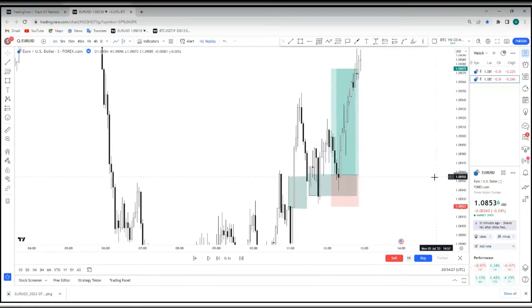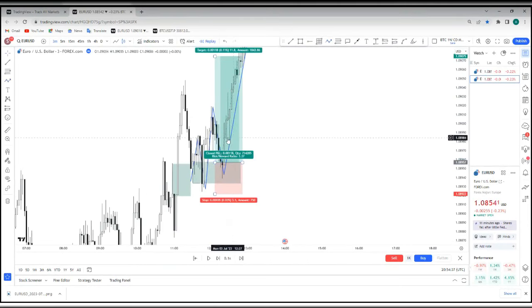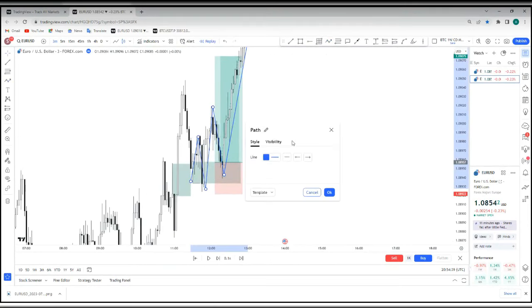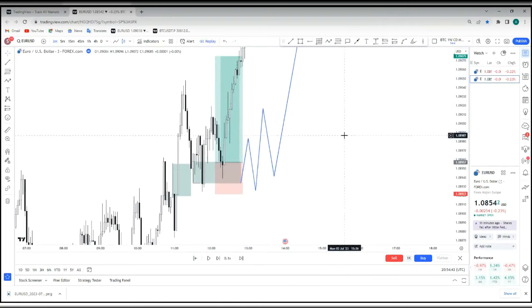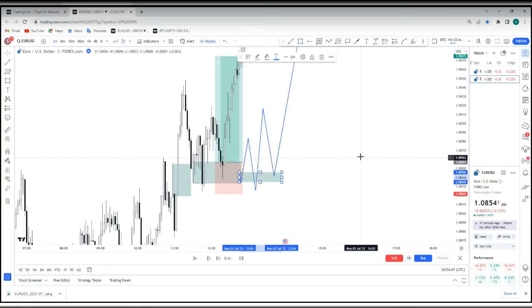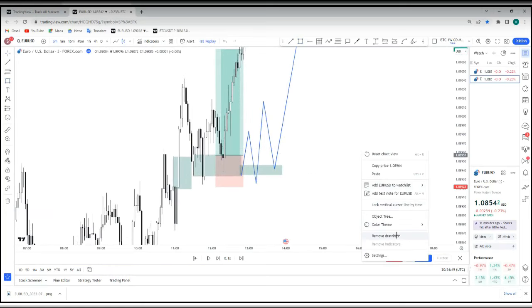So this is an example. Can you see the Quasimodo pattern? Shoulder, head, boom, shoulder, they move. Can you see the pattern? So this is your entry. Very simple. So that's all about that.